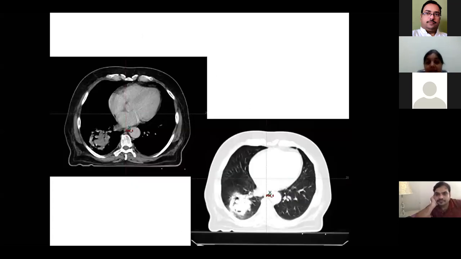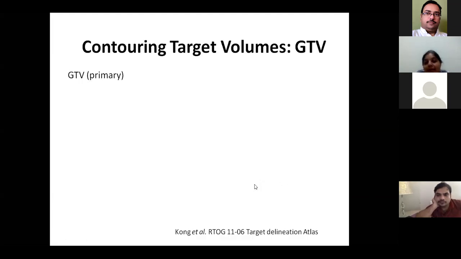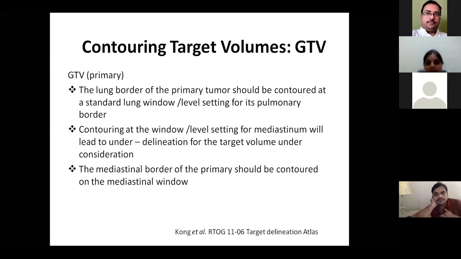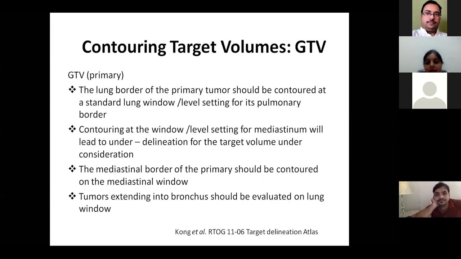As can be seen here in the picture, the GTV very clearly can be differentiated from the lung parenchyma. But as you change your window levels, your GTV will change. So when the GTV is surrounded by the lung parenchyma, it has to be delineated on a lung window. When this GTV is close to your mediastinum, you have to toggle between the mediastinal and the lung window. Otherwise, it will be difficult to distinguish this tumor from the mediastinal areas. So this is again reiterating the same point. And one important thing is that for tumors which are extending into the bronchus, you might not be able to see it in the mediastinal window. So toggle between the mediastinal and lung window, and the extension of the tumor into the bronchus particularly is better seen on a lung window.